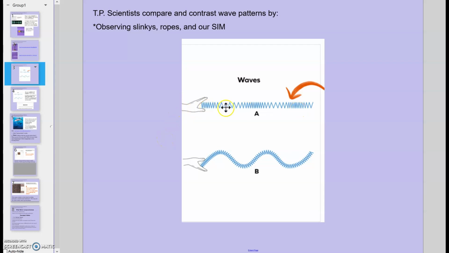Well, in the slinky, I noticed that that's more like wave A. The slinky was moving back and forth. So that's our first wave pattern, back and forth. And in the rope, that was different. It was moving up and down. So that's a second wave pattern that we observed. I noticed in both waves, the source was someone's hand. So the energy was coming from someone's hand. When the hand moved, so did the slinky and so did the rope. So it transferred the energy from the source into the object.